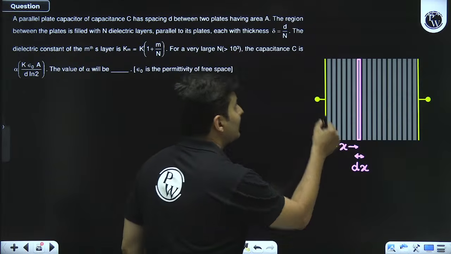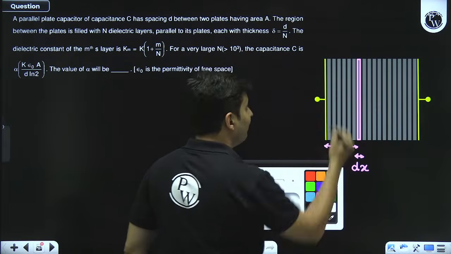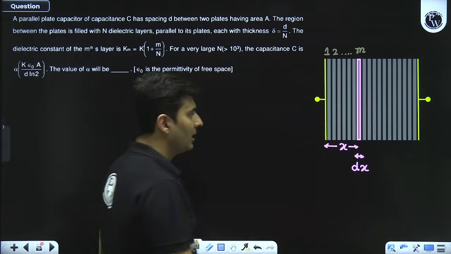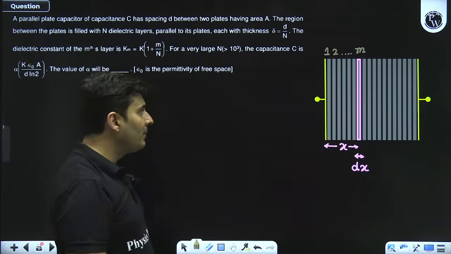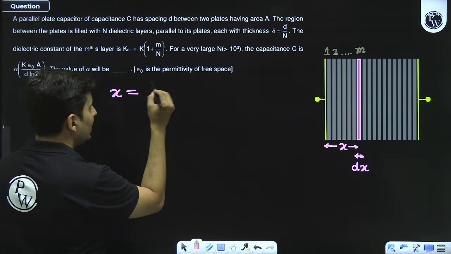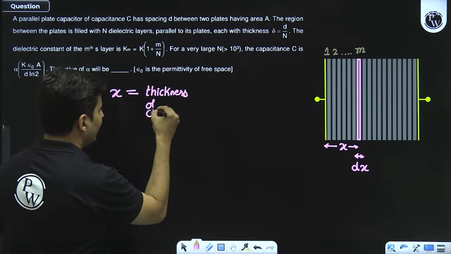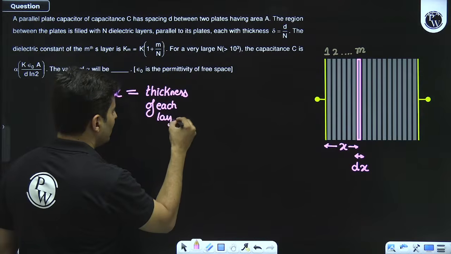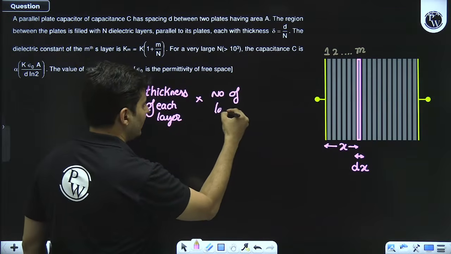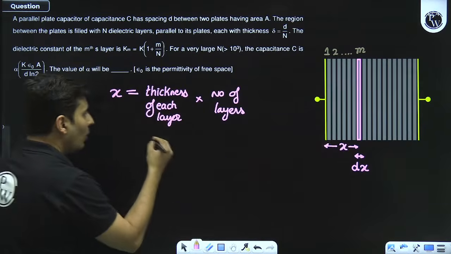Every layer has a thickness of d by n. So this was the first layer. Then this was the second layer. Like that, this is the mth layer. So x coordinate will be the thickness of each layer multiplied by the number of layers. So what is the thickness of each layer?